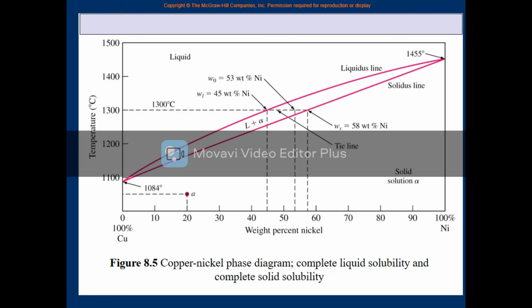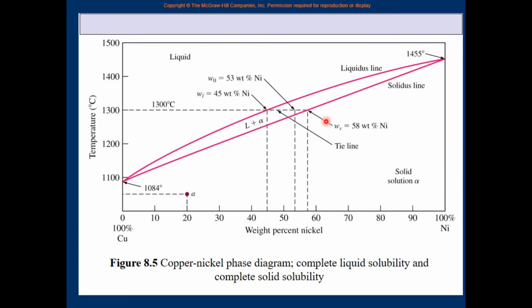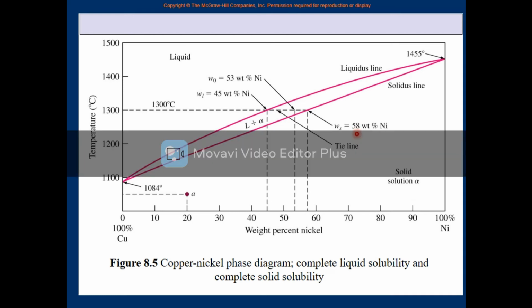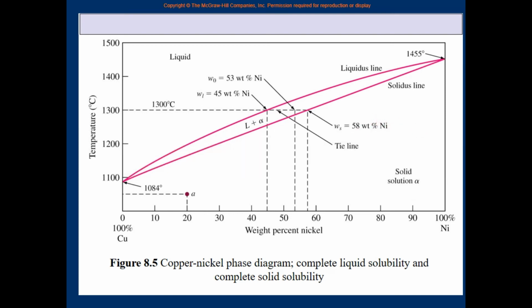Second question, what is the composition of these phases? So the composition of the liquid phase is 45 weight% nickel, 55 weight% copper. The composition of the solid phase is 58 weight% nickel, that means 42 weight% copper. So when you write, you should not write only 58 weight% nickel. You should write the full 58 weight% nickel dash 42 weight% copper, so that the full answer is there, right?